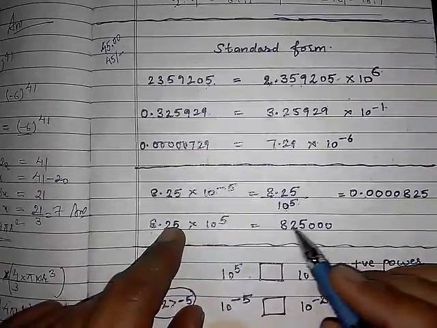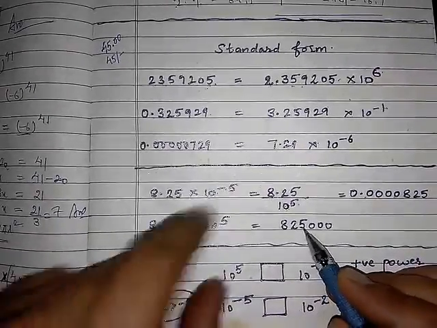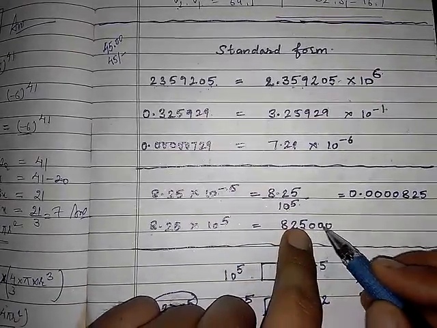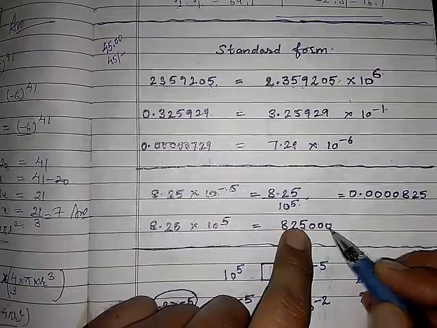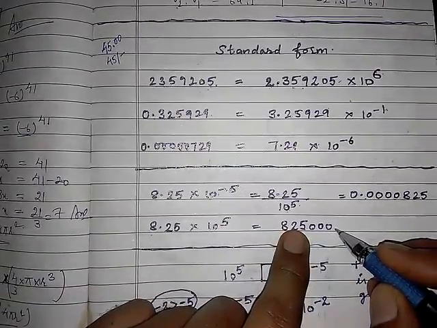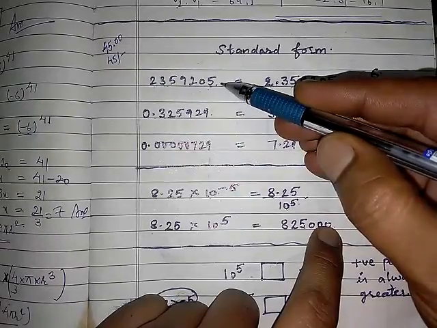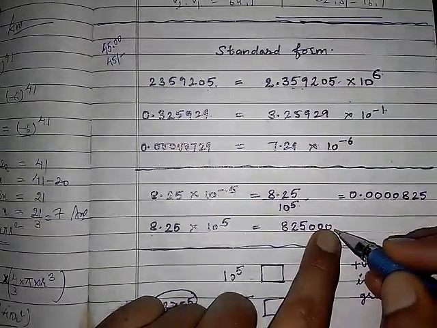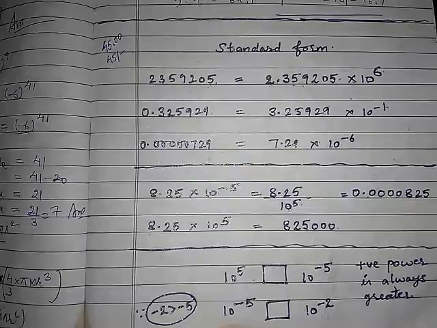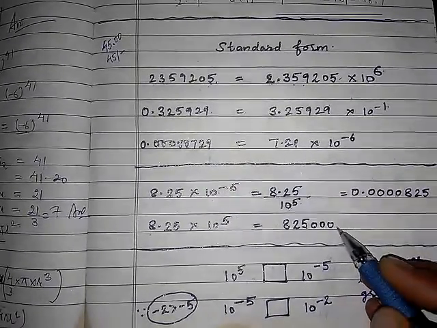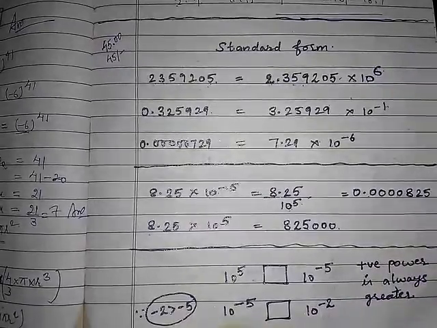So let's count the digits. 1, 2. After that no digit is there, so start putting the zeros. 3, 4, 5. 5 places are over. After that, if you put the decimal over here, then it becomes the same case as given in the first one. Okay, so no need to put the decimal at the last. There is no meaning of that. Clear? So both are the same thing, either you put the decimal here or not, both are correct.